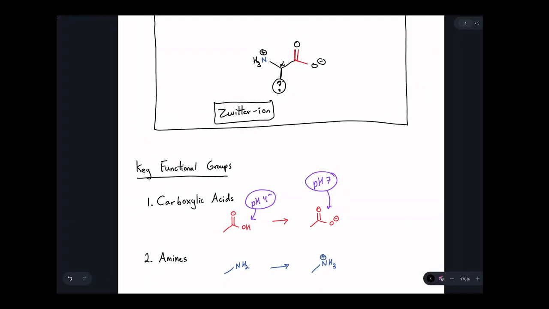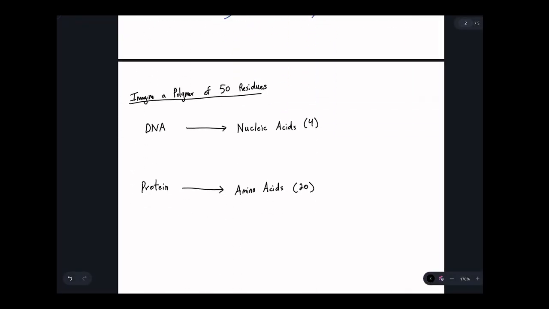But again, these are your key functional groups. There's overall no charge. There's a negative and a positive. There's a carboxylic acid in the negative form and an amine in the positive form with something connected to the alpha carbon. That is all there is behind an amino acid.